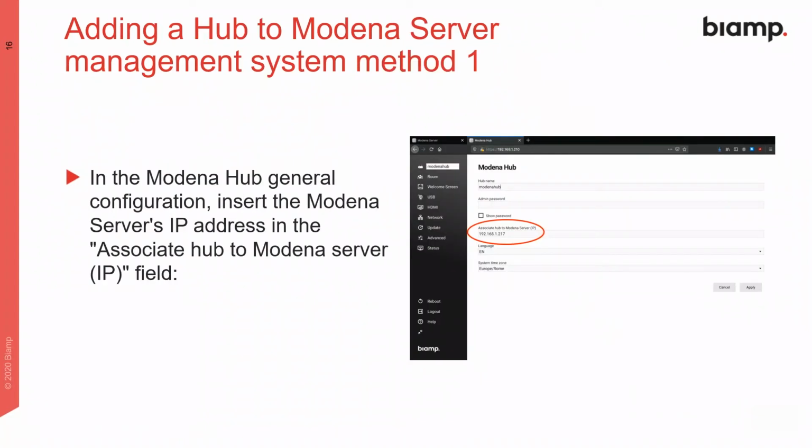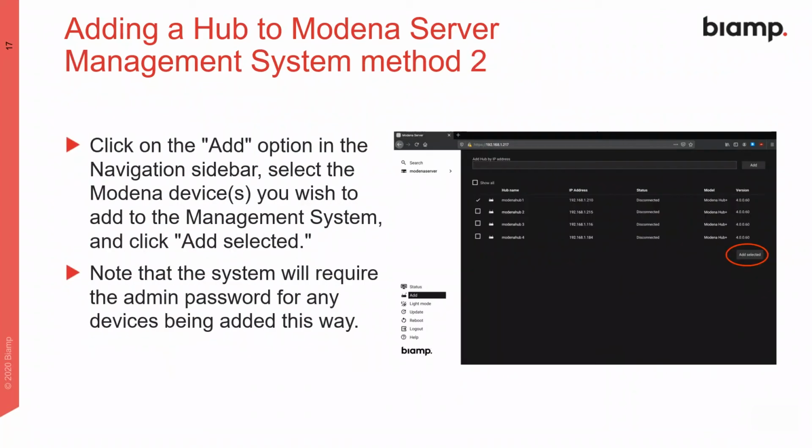There are 2 methods of adding a hub to the Modena server management system. The first is to enter the server's IP address into the correct field in the hub's admin console. The second method is to click Add in the server management console and then select the device from the list of discovered hubs.